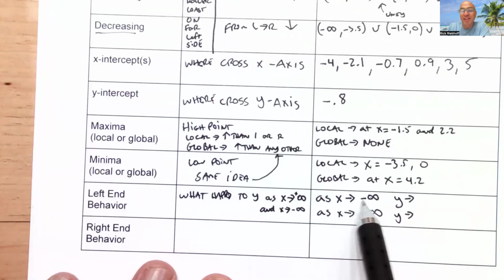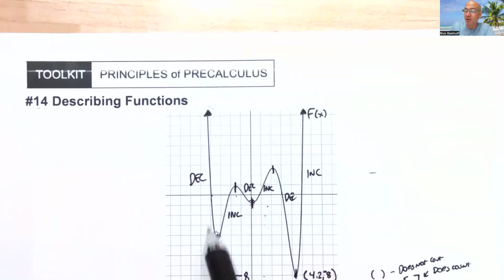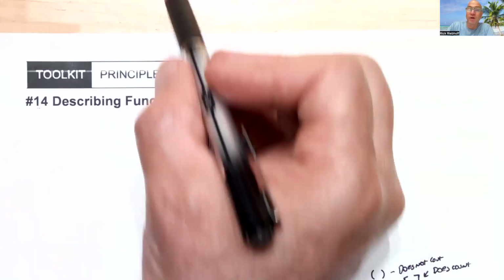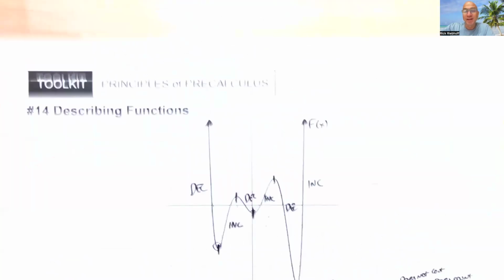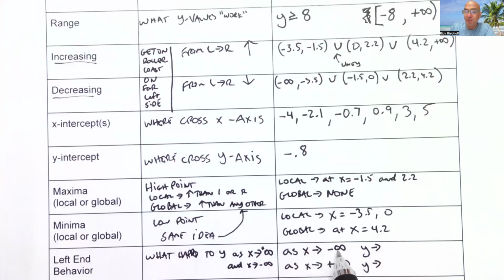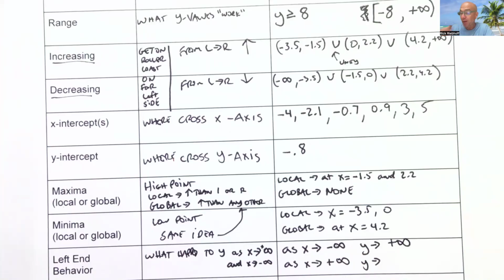As x goes towards negative infinity, what happens to our y values as we go far to the left? So let's go on a trip. So here we are. Let's keep going left, keep going left. Where are our y values going? They're heading off to positive infinity. So we're going to say that as x goes towards negative infinity, our y values are heading off towards positive infinity.